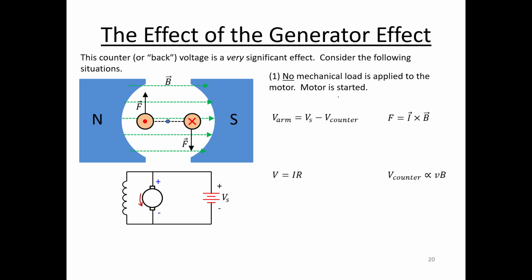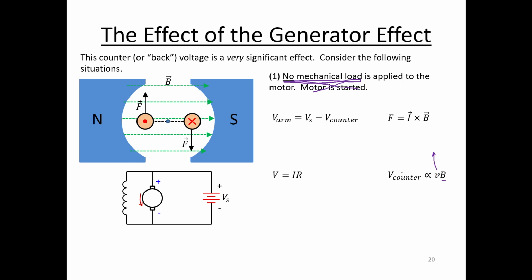Let's say we've accelerated. So this is not the case anymore. We're not just starting. We've accelerated all the way up to our maximum velocity of the motor. And this is no mechanical load. So sort of between step 1 and step 2 that we just discussed. Well, in this case, the velocity of the rotor is very high. So let me do an up arrow here for velocity. B is still its old constant self.